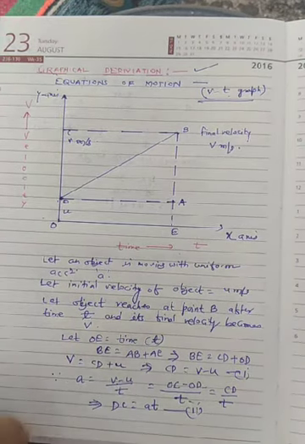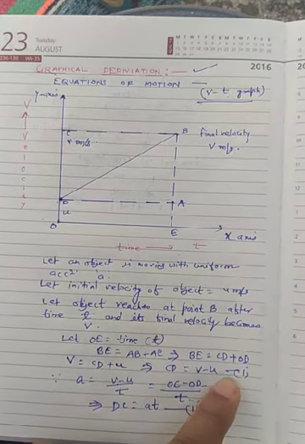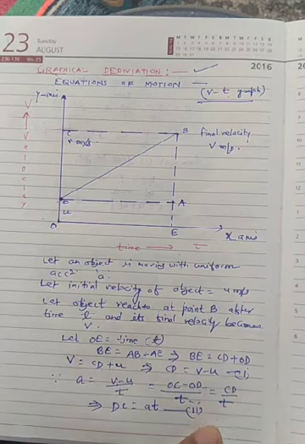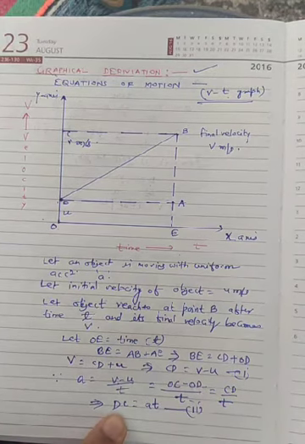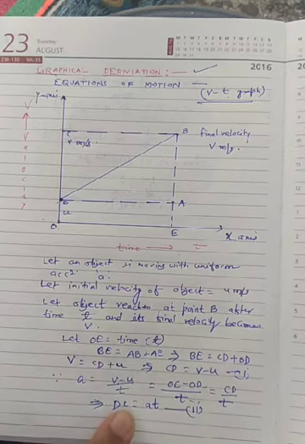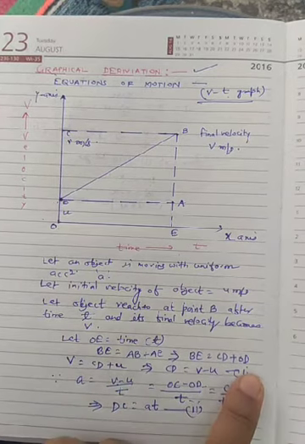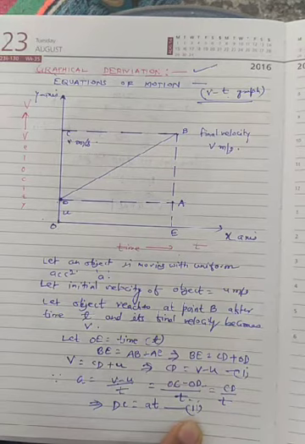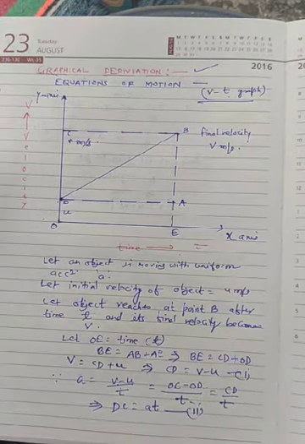So from equation 1, what is equation 1? CD equal to B minus U. Equation 2, CD equal to AT. Both these equations are same? Yes. So from equation 1 and equation 2, we can write B minus U equals AT.